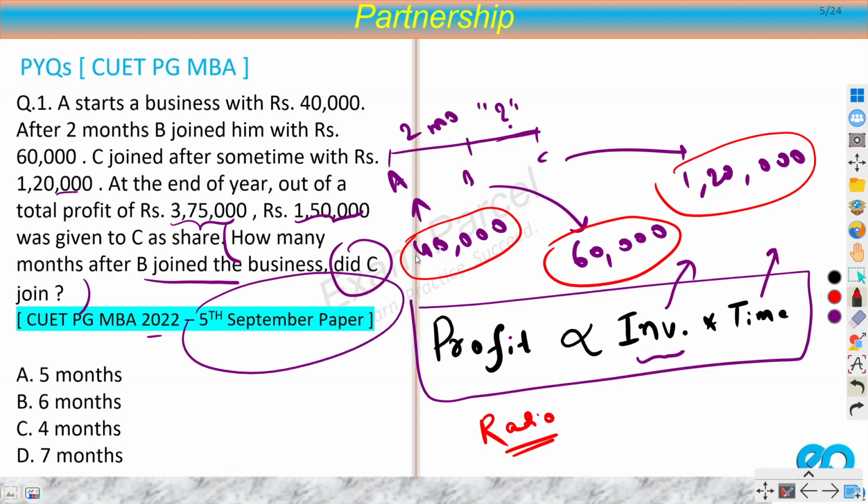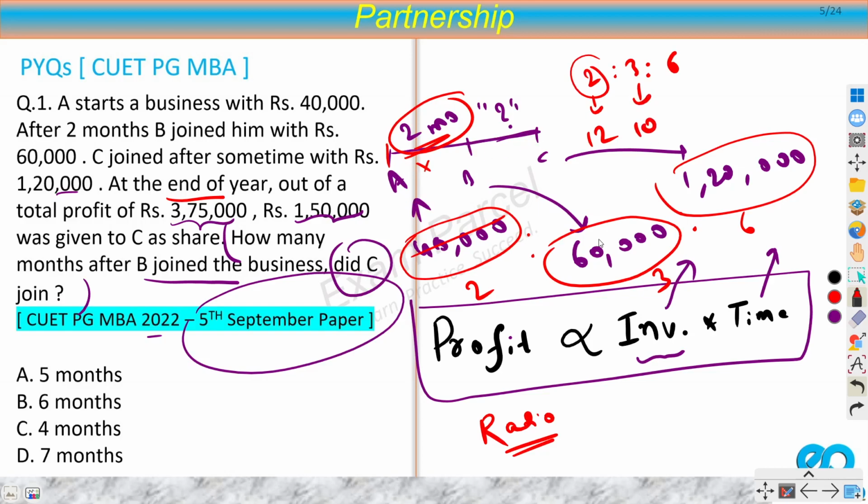So we can take the ratio of all these three. From 20,000 we can cancel, so 2, 3, 6 is the investment ratio. For time, this is at the end of 1 year, so A's money is invested for 12 months because it is from start to end. For B, since the person joined after 2 months, obviously this person's money would be invested in the business for 10 months. This initial 2 months would not be there. So this is for 10 months.